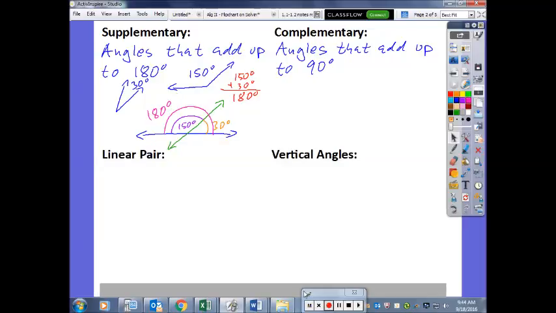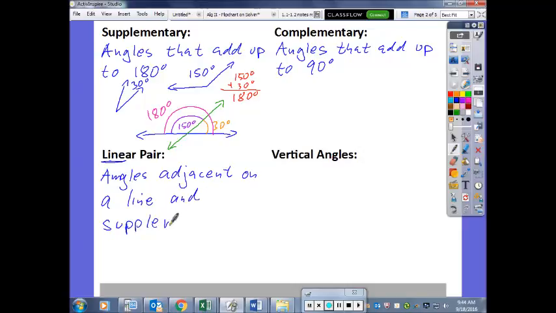Now, for those particular types of angles, we have another word, and that word is linear pair. And when you see linear pair, focus on the part that says line. A linear pair is two angles that are adjacent, in other words, next to each other, and on a line, and they are also supplementary. So if two angles are next to each other and they are supplementary, then we call them a linear pair, and it's because they're adjacent, next to each other on that line.